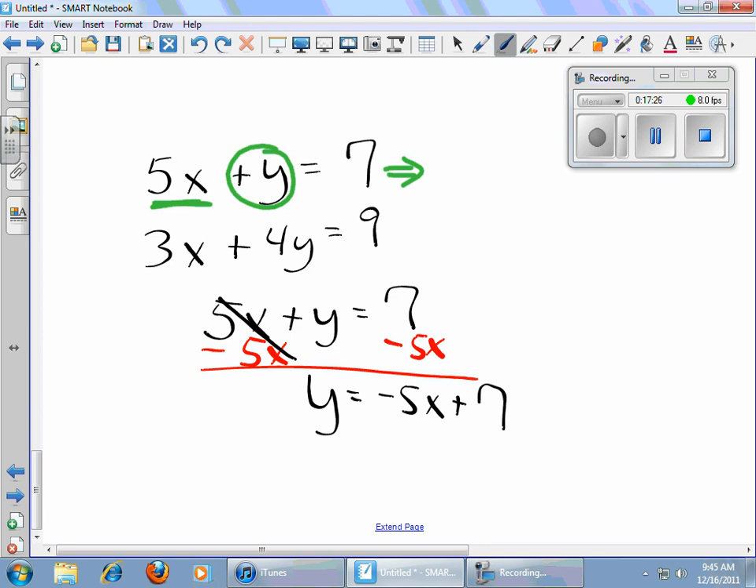Remember, you can't combine unlike terms. We don't want to make any banapples, right? You can't combine the 7 and the negative 5x because they're not like terms. One's an x term and one is not. You can't put them together. So there's my new equation. Now I know what y is equal to.